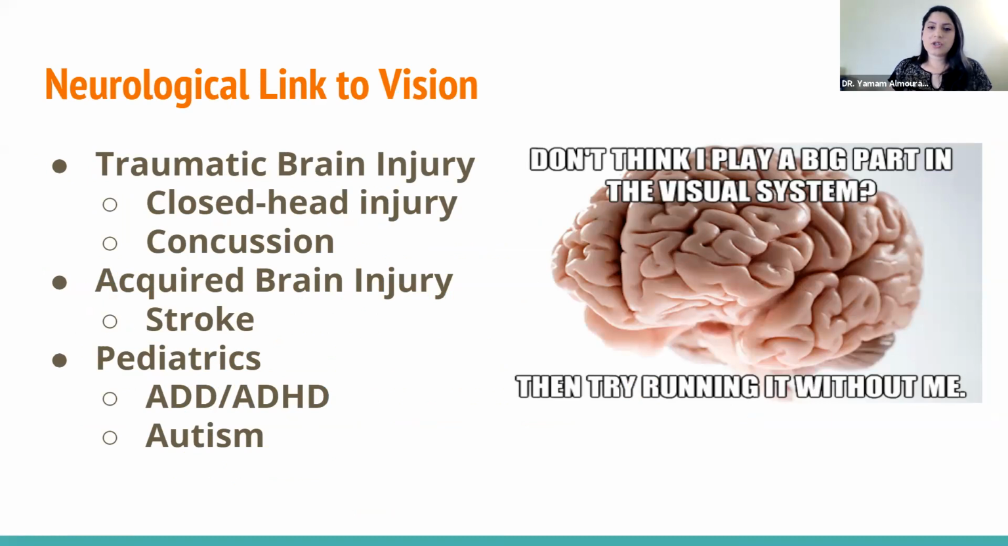All right, so moving to neurological link to vision. So as you know, you see with your brain and not your eyes. And so if there's traumatic brain injury, then it's going to cause a lot of visual issues. And so we'll be talking about traumatic closed head injury and concussion under traumatic brain injury. We will be discussing stroke under acquired brain injury, and then attention deficit disorders and autism under the pediatric population.